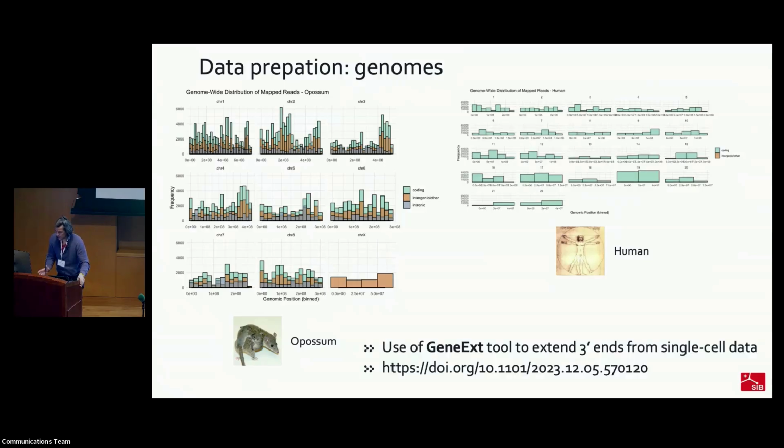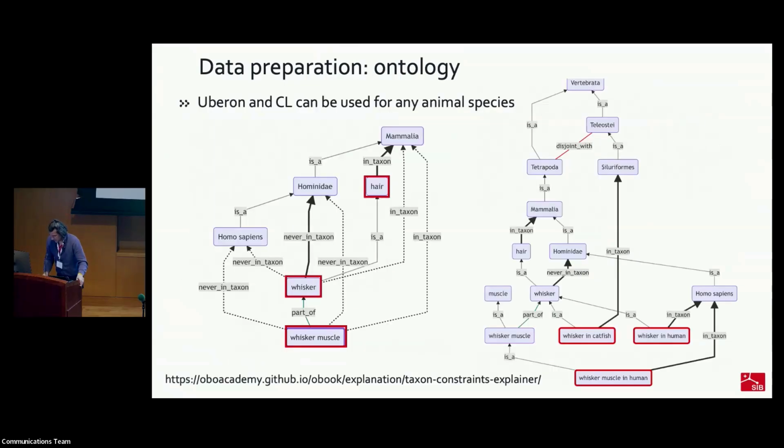So what we're going to do is use a tool called GeneExt that extends the 3' end of gene models based on single-cell data so that we can increase the accuracy of read mapping from our single-cell data. Then we also need to do a lot of work regarding ontology preparation. So this figure comes from the OBO Academy.